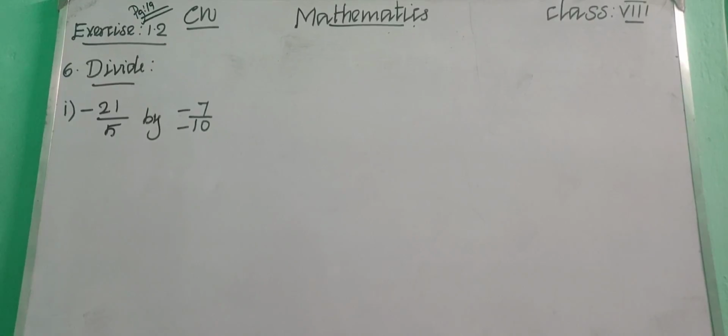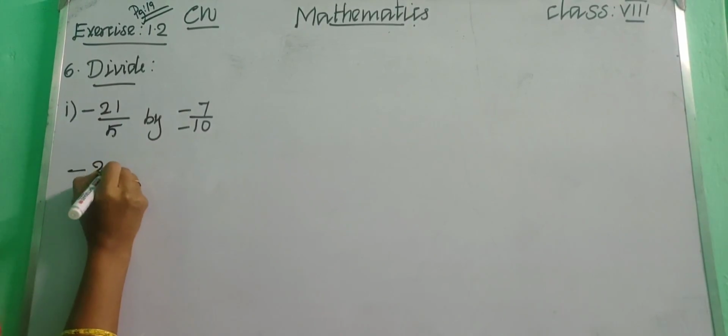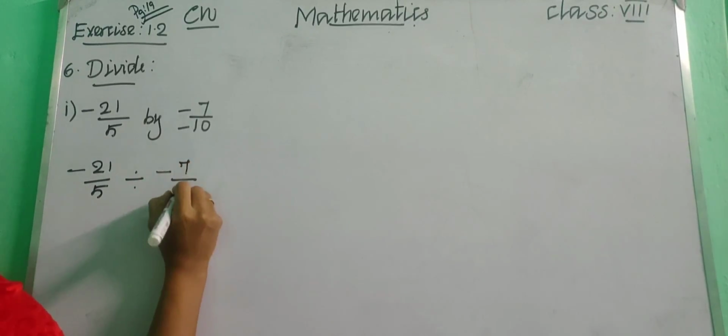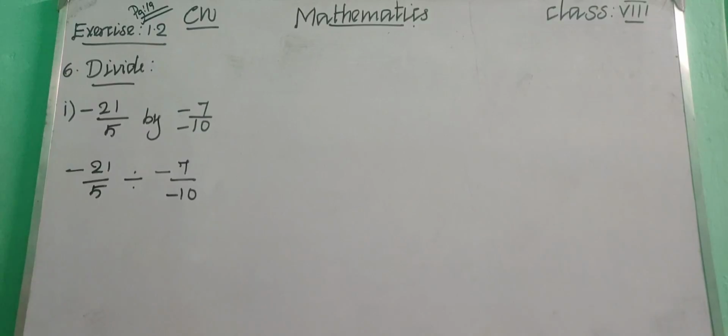The first one, minus 21 upon 5 divided by minus 7 upon minus 10. Okay children, so first of all what we need to do? We need to insert the division symbol. So minus 21 upon 5 divided by minus 7 upon minus 10. Then we can write the first rational number as it was in the question. So that is the first step.